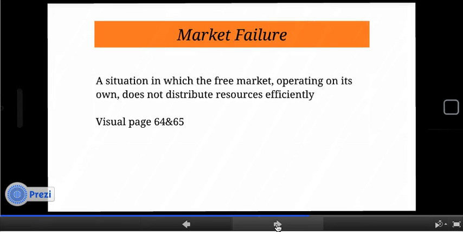So let's talk about a market failure. A market failure is a situation in which the free market, operating on its own, does not distribute resources efficiently. So I want you to turn to page 64 and 65 in your textbook and take a moment to read through that graphic. The graphic shows the example that I was just talking about of a bridge being built, and it shows if it was funded privately, how it would be a market failure, therefore it's funded publicly, and it's a public good.